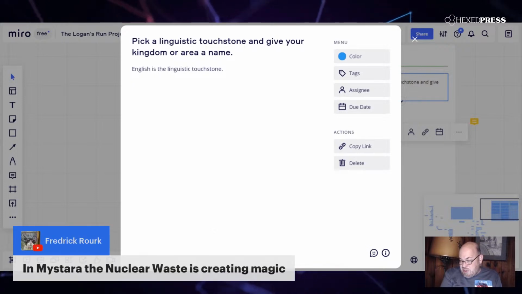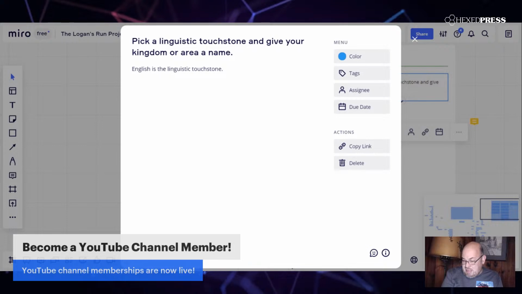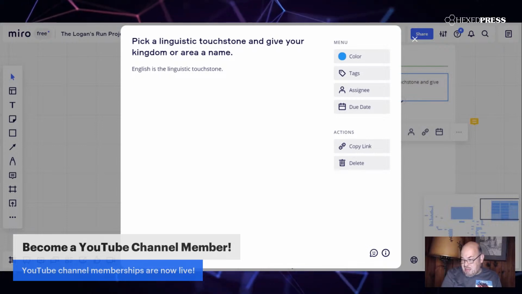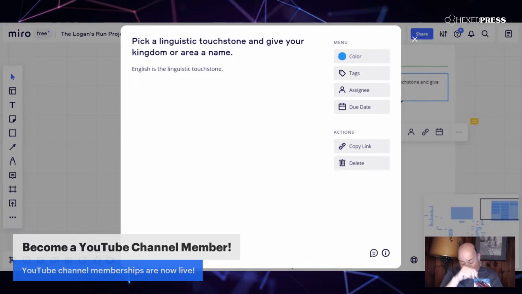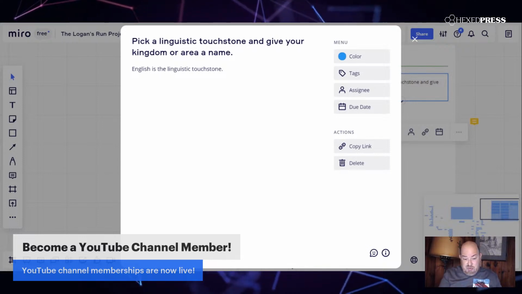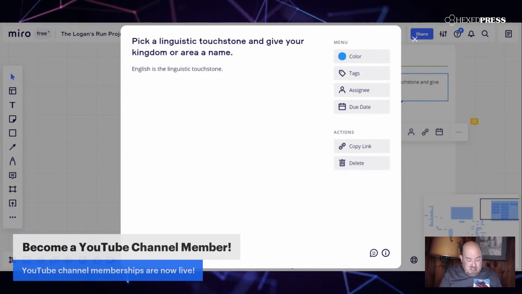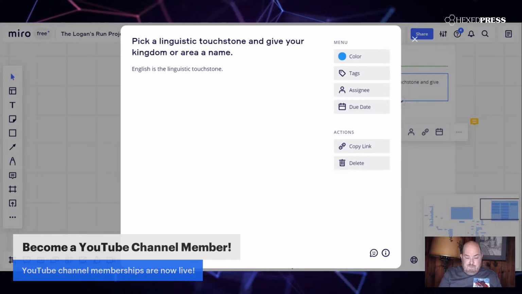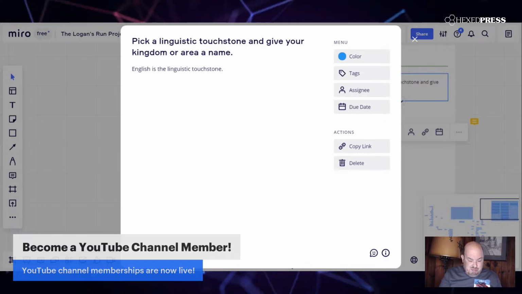Frederick Cork says, hey Frederick, in Mastar the nuclear waste is creating magic. That's a cool idea, and we could have something similar here. I also think of Shadowrun, where something happens and it pulls magic into a world that was essentially our world, going from a magicless place to a magical place. So I'm not sure what they would call themselves. I don't think they would call themselves the Domes.